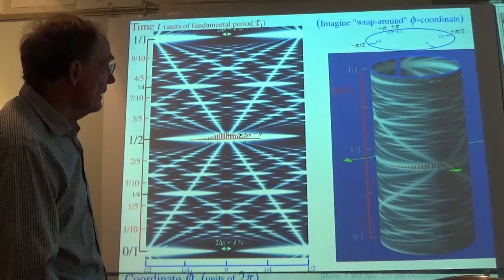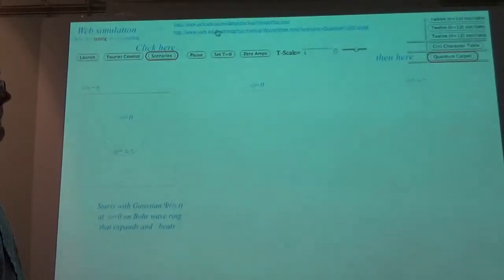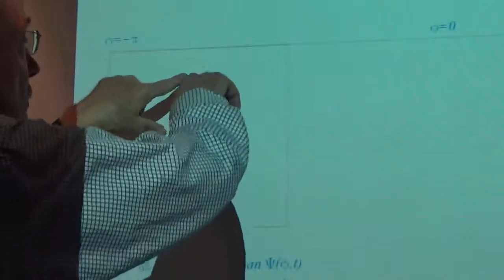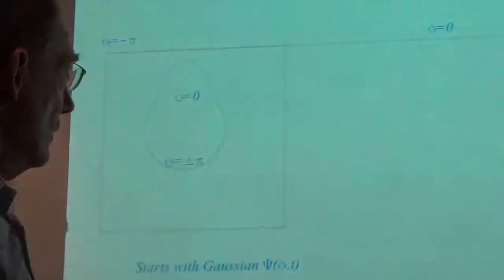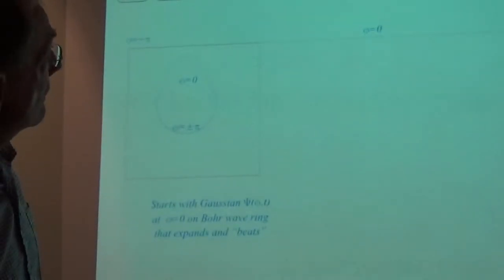And we need to analyze that. It's really cool. So let's go ahead and do it on the thing. If you have these notes, you can just click on this, and it should bring it up. I'm going to click on this one, because that will bring up the Wave-It program with the fractal carpet. But here is a look at the Gaussian on a circle, you see. It's all piled up in the North Pole. Okay, starts with a Gaussian at phi equals 0 on the Bohr wave ring, and then expands with the beats. Okay, so let's go ahead and see if that'll work for us.